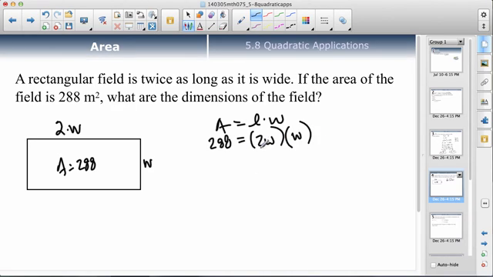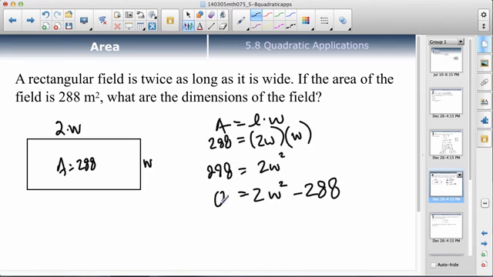So now, if I simplify, 2W times W will be 2W squared is equal to 288. Again, I've got a squared here, so I'm going to bring everything over to one side. I'm just going to bring it to the right side just so I can keep my 2W squared positive. Okay, I have it equal to 0.